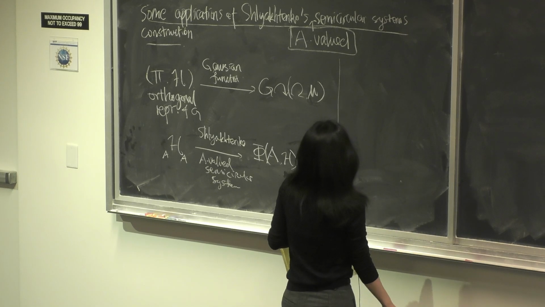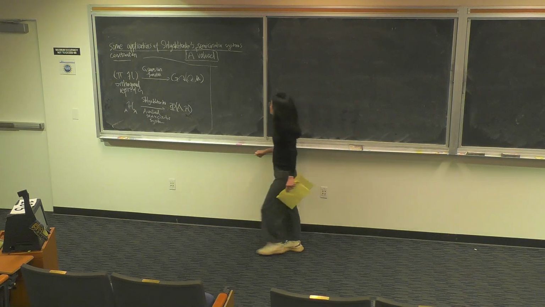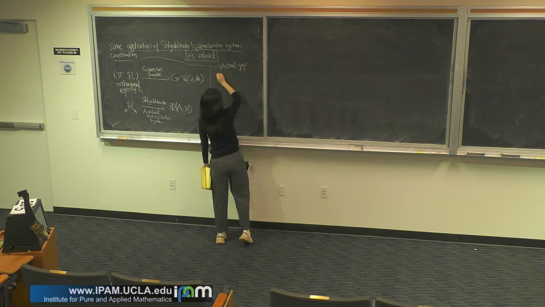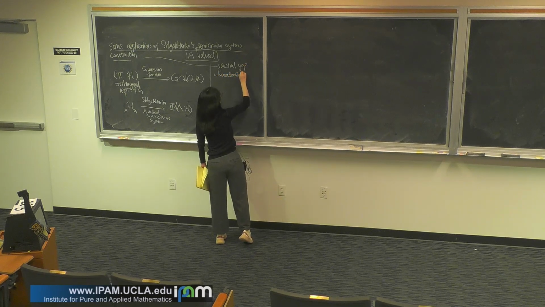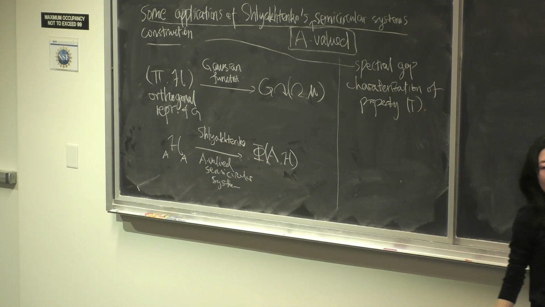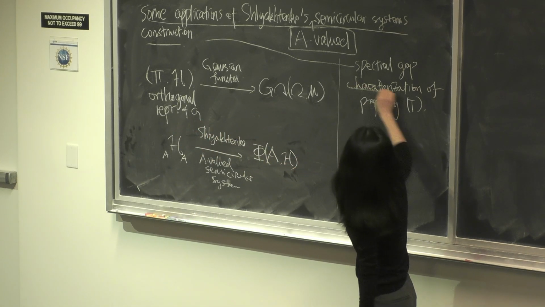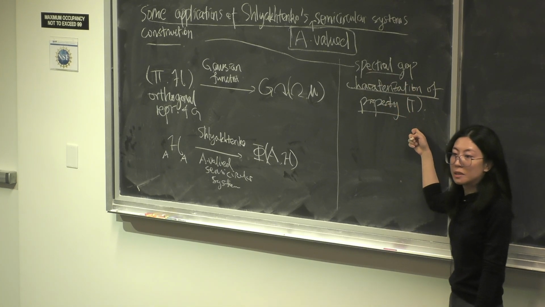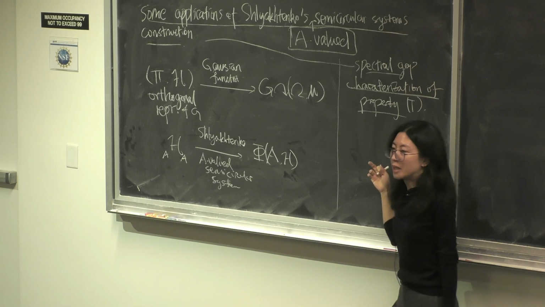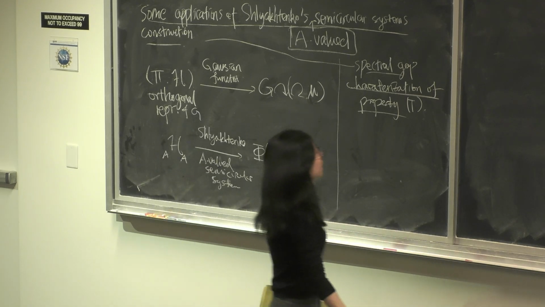The application, the main one that I wanted to talk about, is about, it's safe to say, the spectral gap characterization of property T. And the reason why I wanted to put the Gaussian functor here is I want to make a comparison of both spectral gap characterizations of property T, for groups and for II_1 factors. And both the statements and the proofs align really well. So one using Shlyakhtenko's A-valued semicircular construction and one using the Gaussian functor.